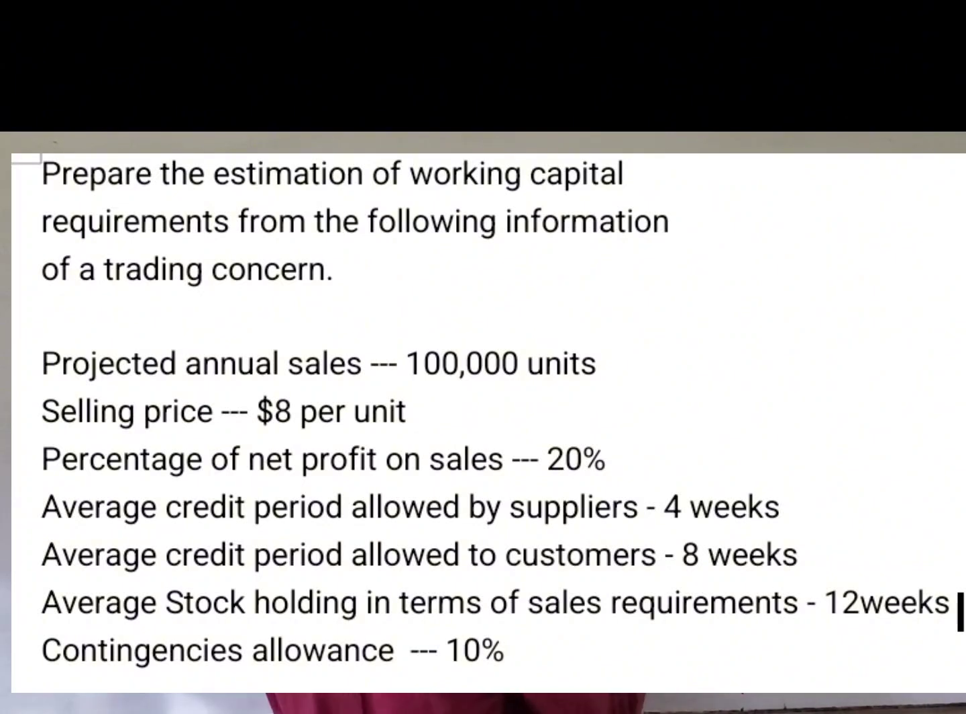Then the average stock holding in terms of sales requirements is 12 weeks. And lastly, we're also giving a contingency allowance of 10%.